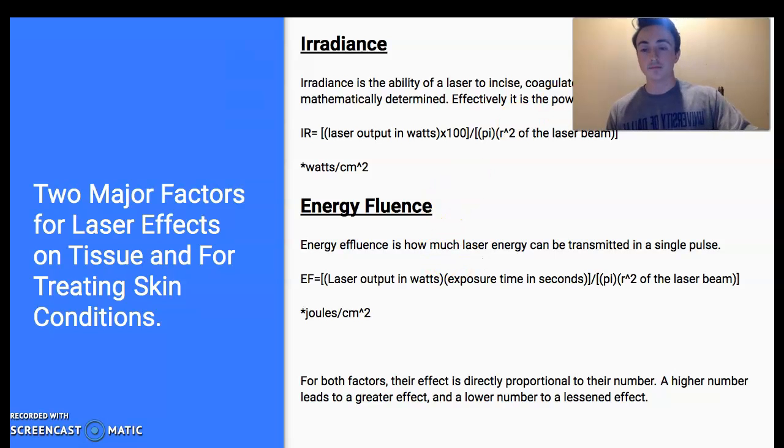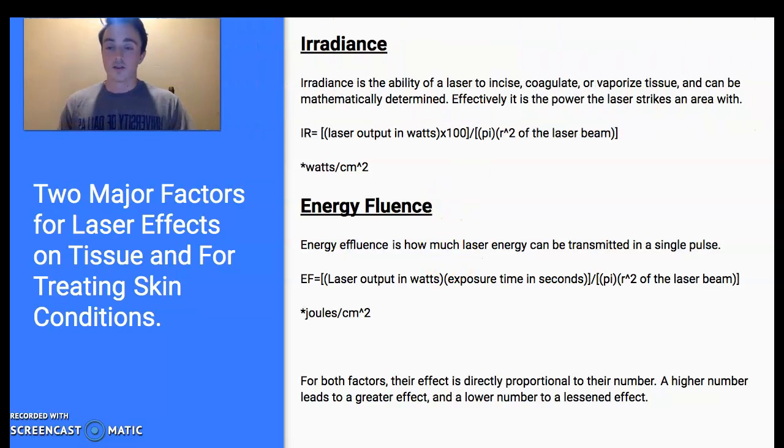And then, just mathematically, there are two major factors for laser effects on tissue and for treating skin conditions. One is irradiance, which is the ability of the laser to incise, coagulate, or vaporize tissue and can be mathematically determined. It basically is the power the laser strikes an area with. So it is laser output in watts times 100 divided by pi times the radius squared of the laser beam, and it's measured in watts per centimeter squared.